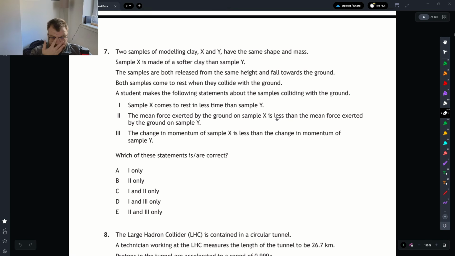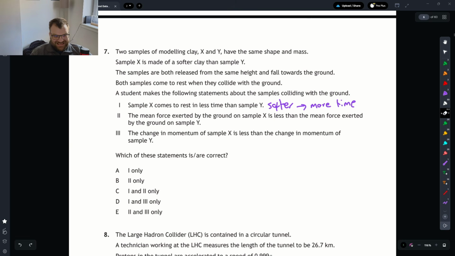Question 7 now. We're talking about dropping clay onto the ground. And X is softer than Y. Statement 1 says that X comes to rest in less time than sample Y. Well, if it's softer, it'll be more bouncy. It'll take a longer time to stop moving. Statement 2: the mean force is less than the mean force exerted by the ground.